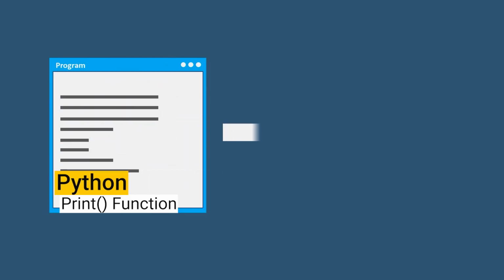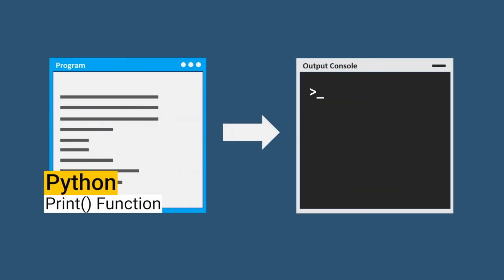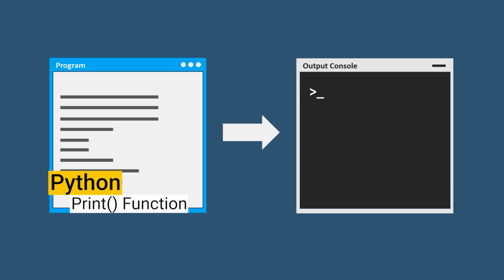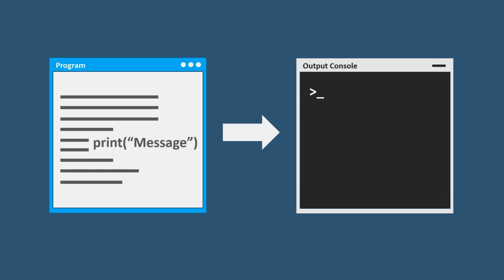Imagine you have something you want to communicate to your computer. Maybe it's a message, a calculation, or just some data you want to see displayed on your screen. That's where the print function comes in handy. The print function is one of the most fundamental building blocks in Python. It allows you to output messages, data, or the results of your program's calculations to the console.